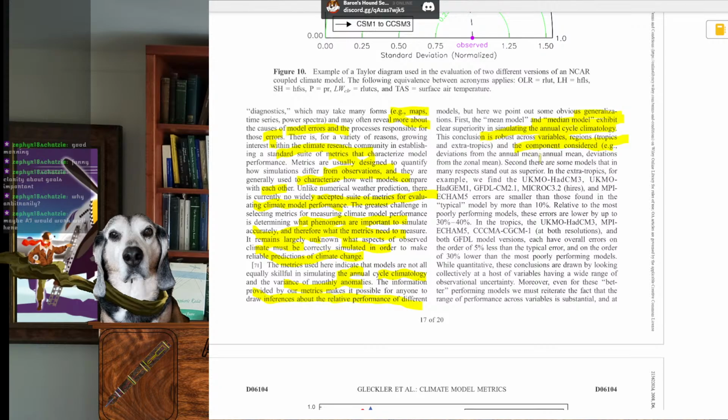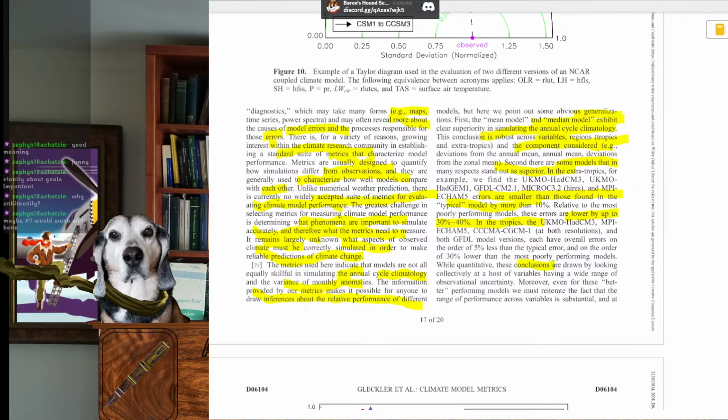Okay. Second, there are some models that in many respects stand out as superior. In the extratropics, for example, we find that these models' errors are smaller than most found in a typical model by more than 10%. Relative to most poorly performing models, these errors are lower by up to 30 or 40%. In the tropics, these ones are better, right?